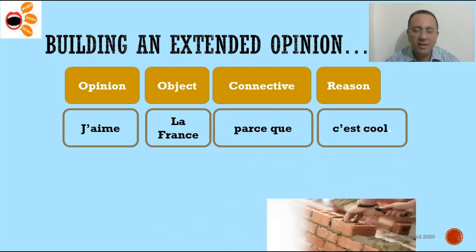This is how we can extend our sentence. So to build an extended sentence, we need these 4 parts. The first part is the opinion. The second part is the object, and this object should be the city or the country. And then we have the third part, which is the connective. And the connective here is the word parce que, because. And the final part is the reason. And here you have to put, of course, different adjectives. Look at the next slides to have more examples of these extended sentences.